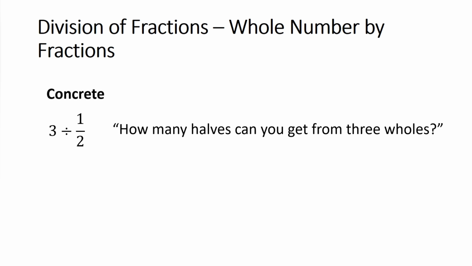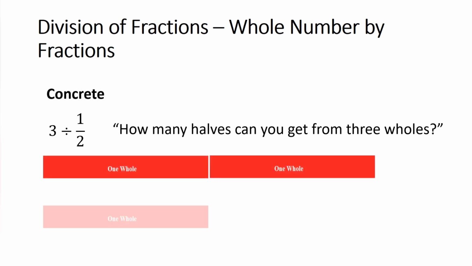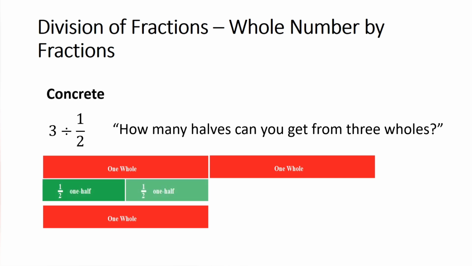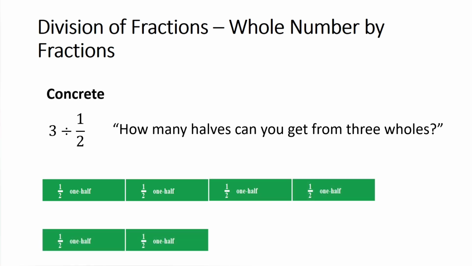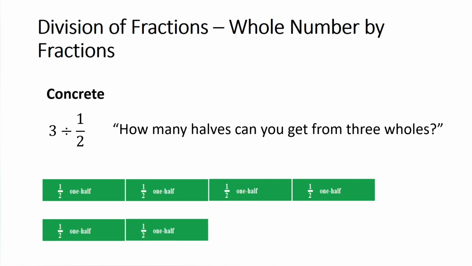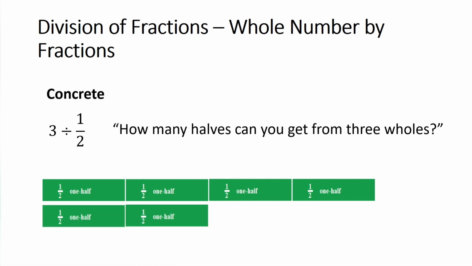So if we had 3 wholes replicated using our fraction tiles, we can use tessellation to determine how many halves we can have in 3 wholes. In this case, you can see that there are a total of 6 halves in 3 wholes. Therefore, 3 divided by a half would be equal to 6.